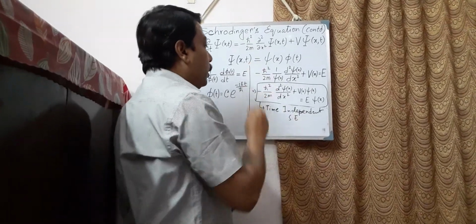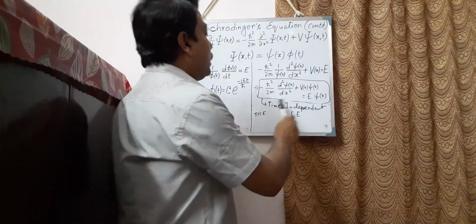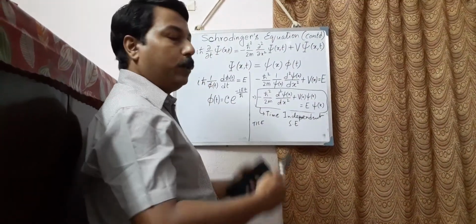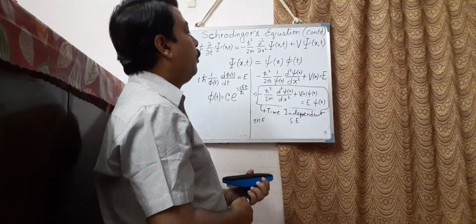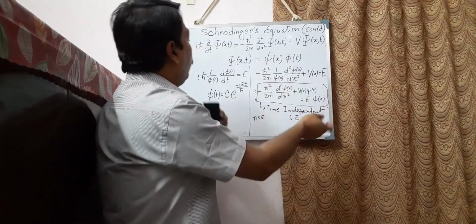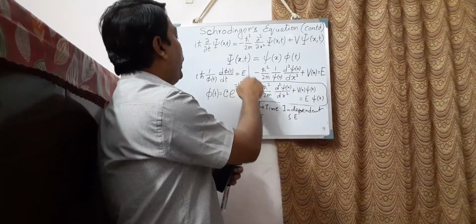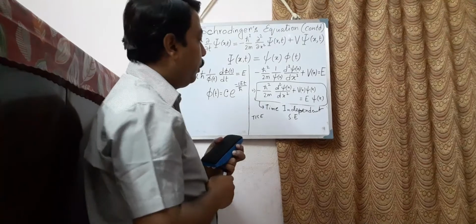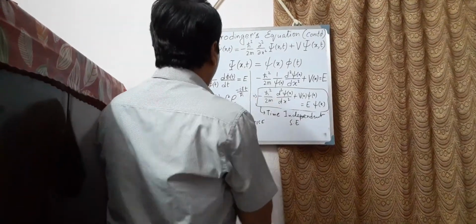So please remember that it is this time independent Schrodinger equation which we will repeatedly make use of for finding out wave functions for different systems. At the end, we will just multiply with this phi(t) component to get the complete wave function. So this is very, very important.